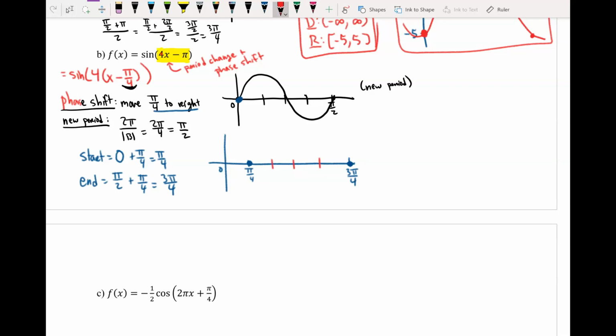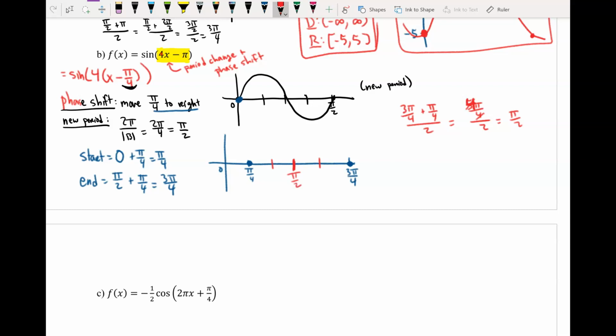So let's first find the first one. That one's going to be midway, so 3 pi over 4 plus pi over 4. I'm going to find what the midpoint is here. It's going to give me 5 pi over 4 divided by 2. Oh no, that's wrong. This is going to be 4 pi over 4 divided by 2, which gives me pi over 2. So halfway between these two is pi over 2.